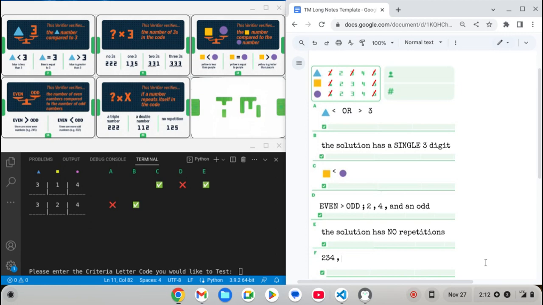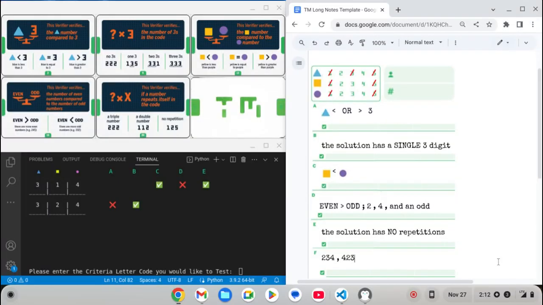If circle is 3, that would force square to be 2 and then triangle to be 4. So it looks like it would be 4, 2, 3. And I think those are the only 2 answer choices, because there are no duplicates. So 2, 3, 4, and then 4, 2, 3.